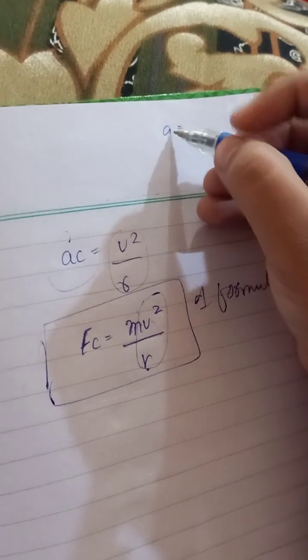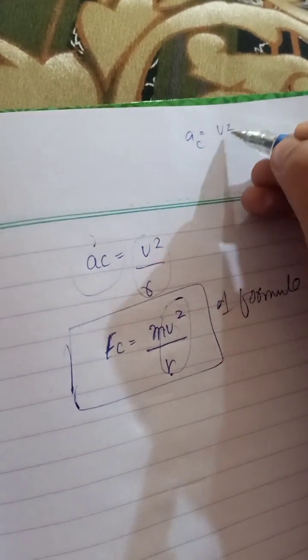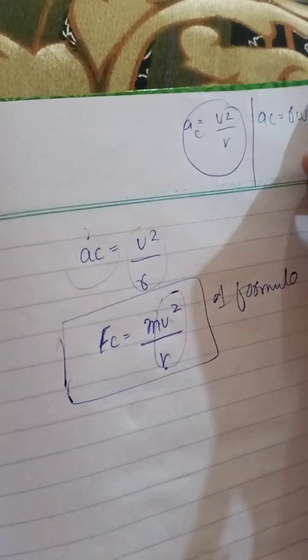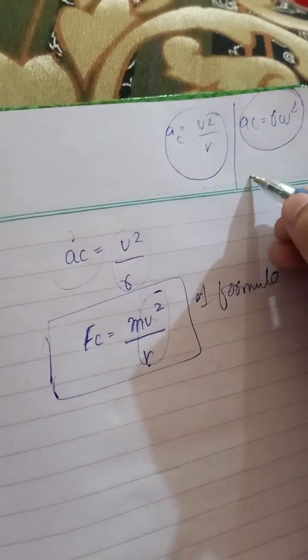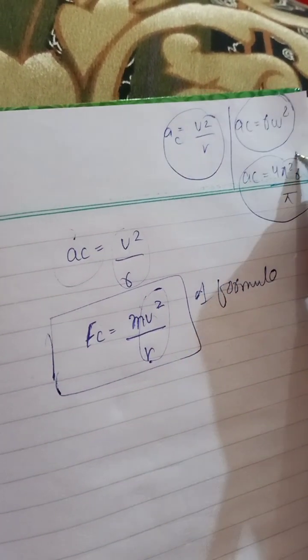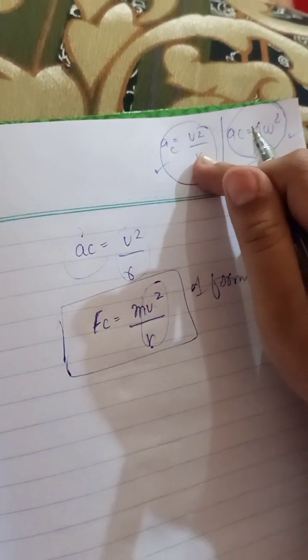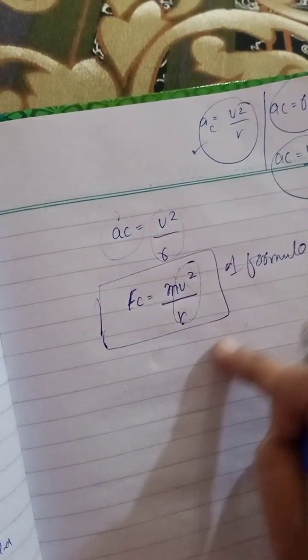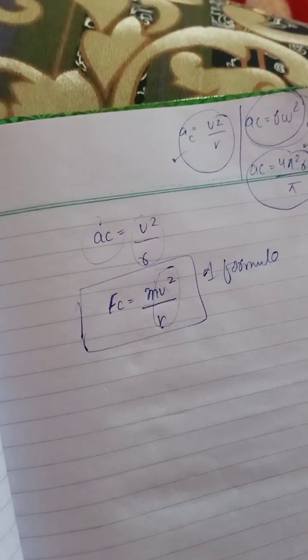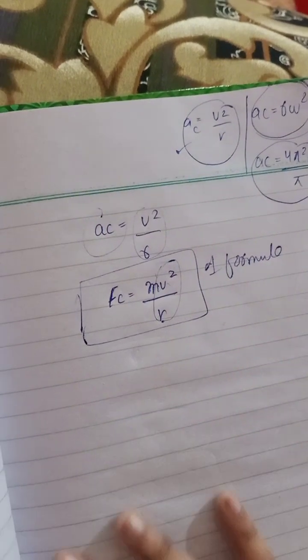Now, as you all know, for centripetal acceleration we found three formulas. The first was v square upon r. Second, centripetal acceleration is equal to r omega square, and third, centripetal acceleration is 4 pi square r upon T square. From the first formula of centripetal acceleration, we found the formula of the centripetal force. Now from the second formula of centripetal acceleration, we will find the centripetal force formula.